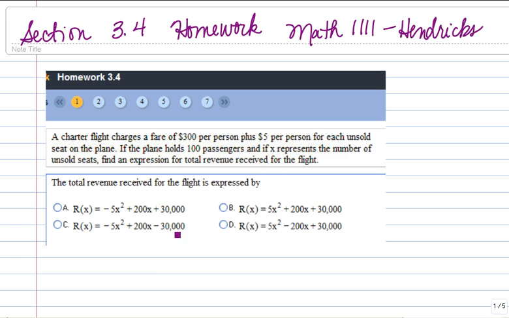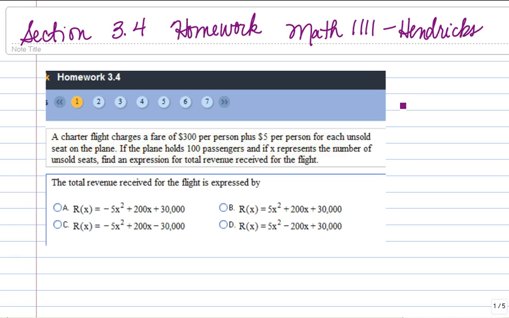Hello. Section 3.4 has some interesting problems, so I wanted to work some of these homework problems for you so that you can make sure you're on the right track with stuff. The first problem from my math lab says a charter flight charges a fare of $300 per person plus $5 per person for each unsold seat on the plane. If the plane holds 100 passengers and if X represents the number of unsold seats, find an expression for total revenue received for the flight.